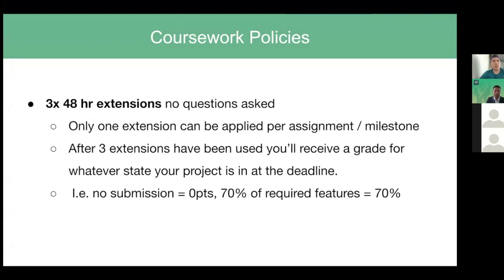And try not to use them all up really early, because as you start getting into December and midterms and finals, you just want to make sure that you save those for when you really need them. So if you use all 3 extensions, you receive the grade for whatever state your project is at the deadline. So if you've only submitted like 70% of it, then you get a 70. If you just submit nothing, you just get a 0.